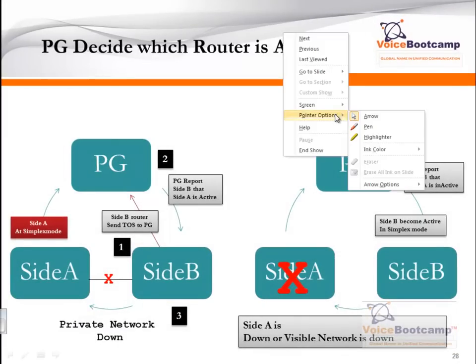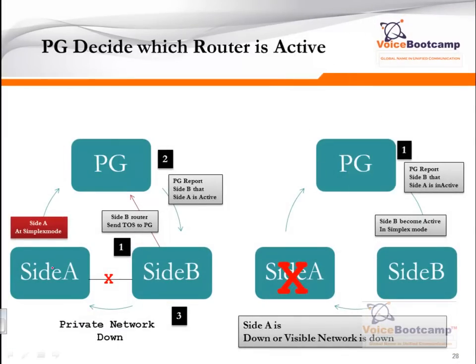So here's an example. In this scenario, the private network between side A and side B goes down. Side A continues to run in simplex mode. Side B will send a TOS message, test other side, to the PG. The PG, which already knows side A is still active, will notify side B that side A is active, so side B will not take over the call. Side A continues to function as the primary active call router.